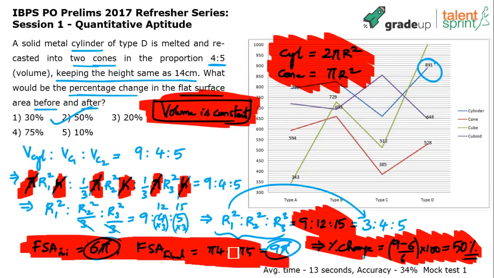Now you might ask me why did I put it on paper? I have put it on paper so that I can explain to you easily. But when you do it yourself, cut down the number of steps that you write. Try to keep it smart, cut down the number of steps, and I'm sure you'll be able to arrive at the answer much faster. Option 2, 50% is the final answer.